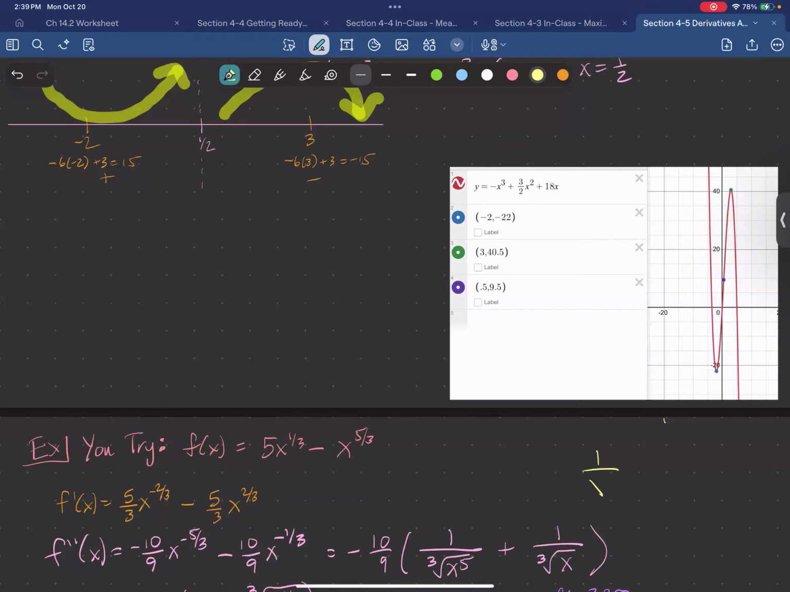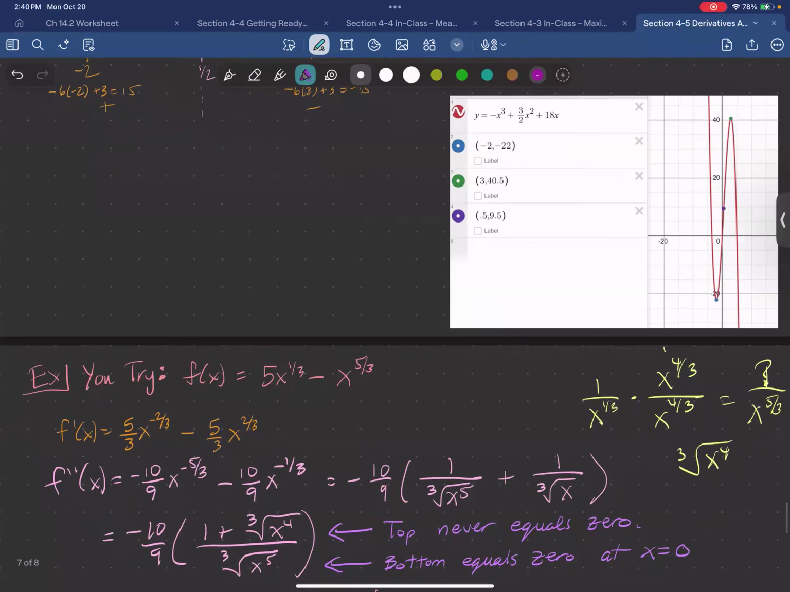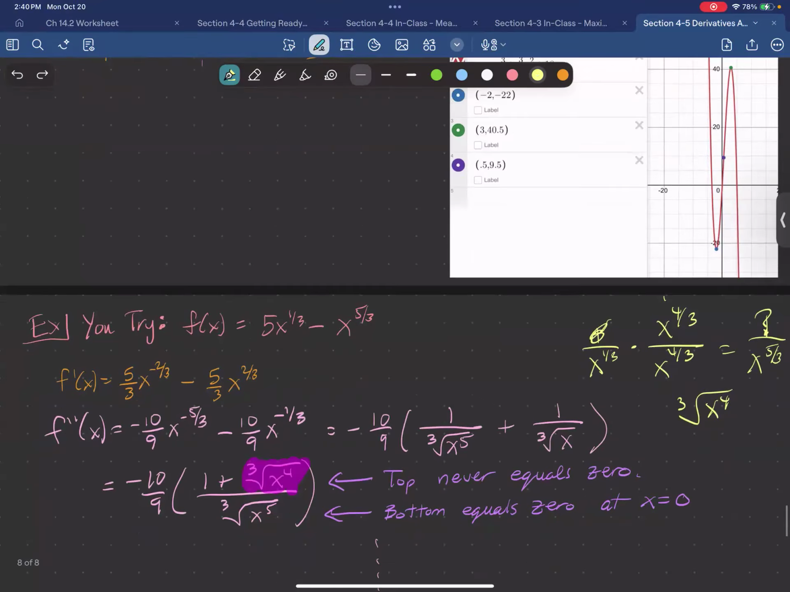We had 1 over x to the 1/3. And we want to get x to the 5/3 on the bottom. So I've got to multiply by something that gives me a 5/3. That's 4/3 down here, which means doing 4/3 up here, which is the cube root of x to the 4th. So when I do that, I've got the cube root of x to the 4th on top, and then a 1 from the first one, because that's still a 1. And then the bottom is the cube root of x to the 5th. Don't dump the -10/9. We need that for concavity.